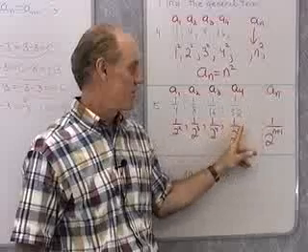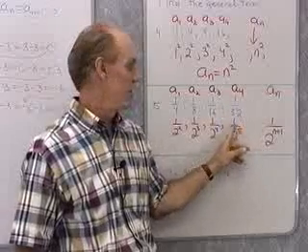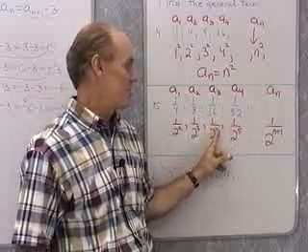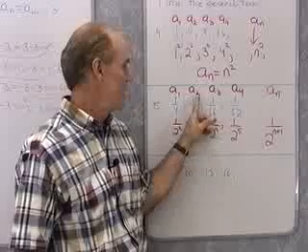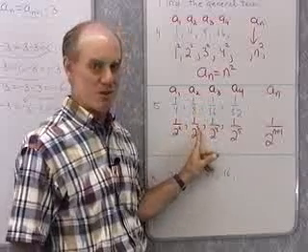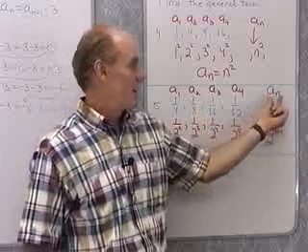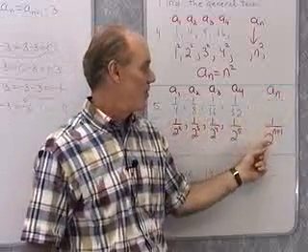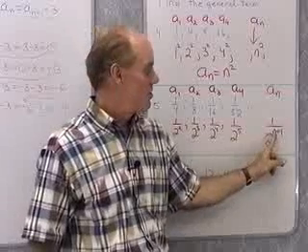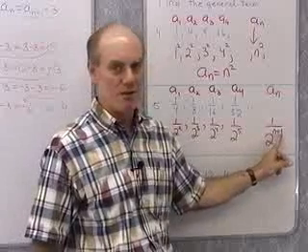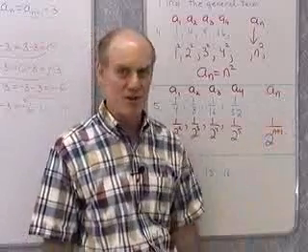When the term number is 4, the exponent is 5, which is 4 plus 1. When the term number is 3, the exponent is 4, which is 3 plus 1. When the term number is 2, the exponent is 3, which is 2 plus 1. So when I get to the nth term, it must be 1 over 2, I keep that base the same, to the term number plus 1. So the exponent right here is 1 more than the term number.